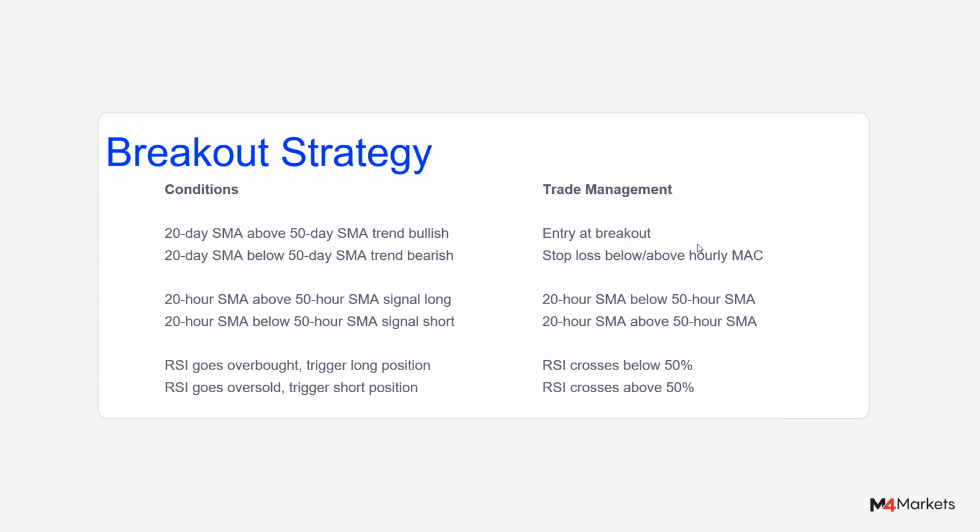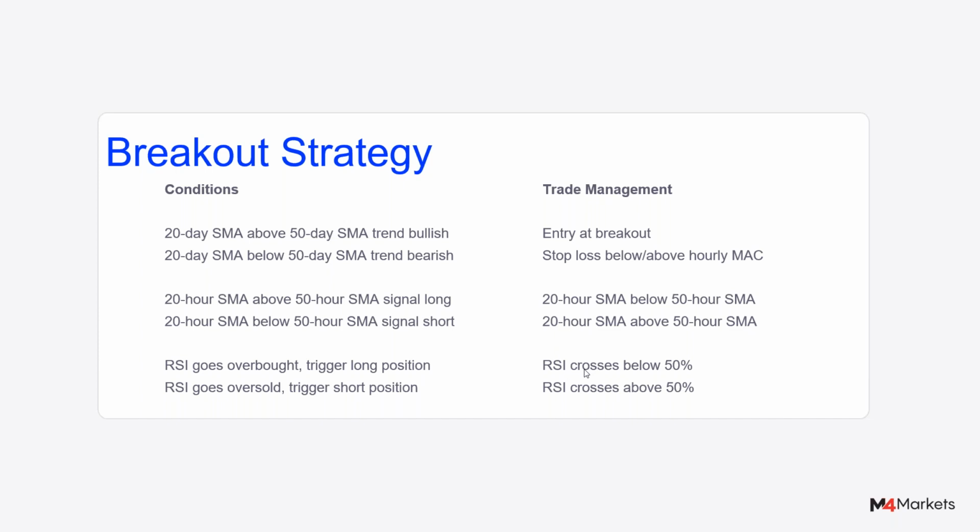Now, entry at breakout, it's for a very quick sort of, typically it will give you good risk to reward ratio anyway, so that's why the entry is a breakout. Stop loss below or above the hourly moving average crossover. So you're going to look at the crossover, and if you're in a long position, for example, you're going to put your stop loss below where the crossover is. Now in one case 20-hour SMA below the 50-hour SMA, and the other case 20-hour above the 50-hour SMA. This can be like the exit, but of course that depends on you.